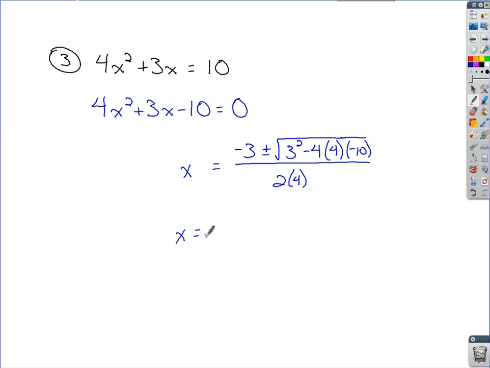x equals negative 3 plus or minus the square root of, now let's see, 3 squared goes to 9. We got a whole lot going on here, right? You've got a negative 4 times 4, which is negative 16, times negative 10, which would be positive 160. You're adding 9 to positive 160. That'd be 169. All over 8. You can take the square root of 169. That is 13.